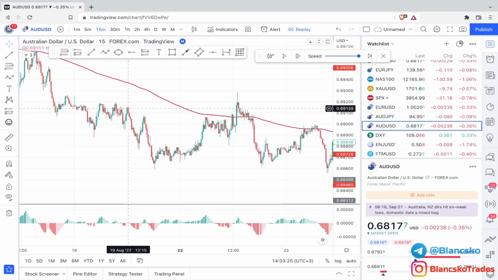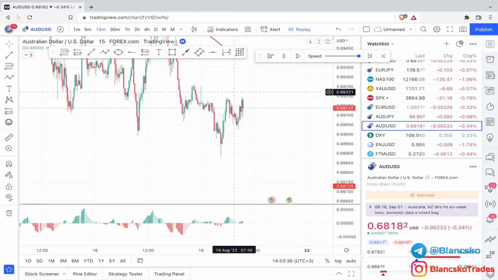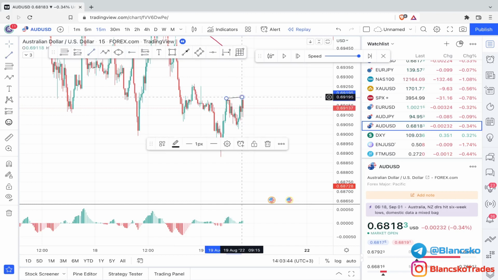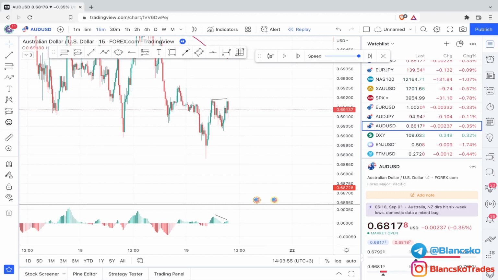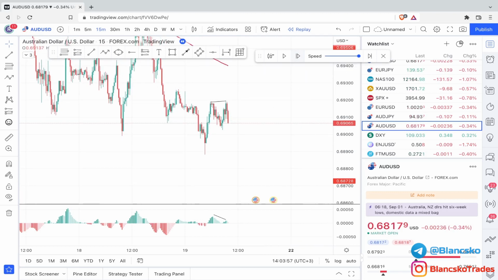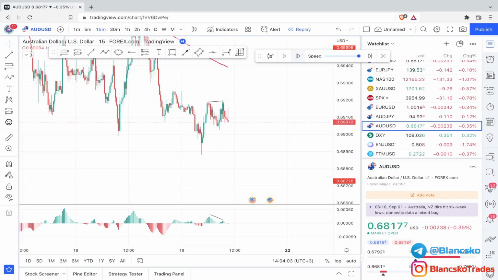So let's use the bar replay again. As we can see, we created a higher high on the chart. Very clear to see. We created a higher high, whereas on the MACD, we created a higher low. So the divergence is clear to see. Now, all we need to wait for is a crossover on the MACD, and we can enter the sell order. Not yet.